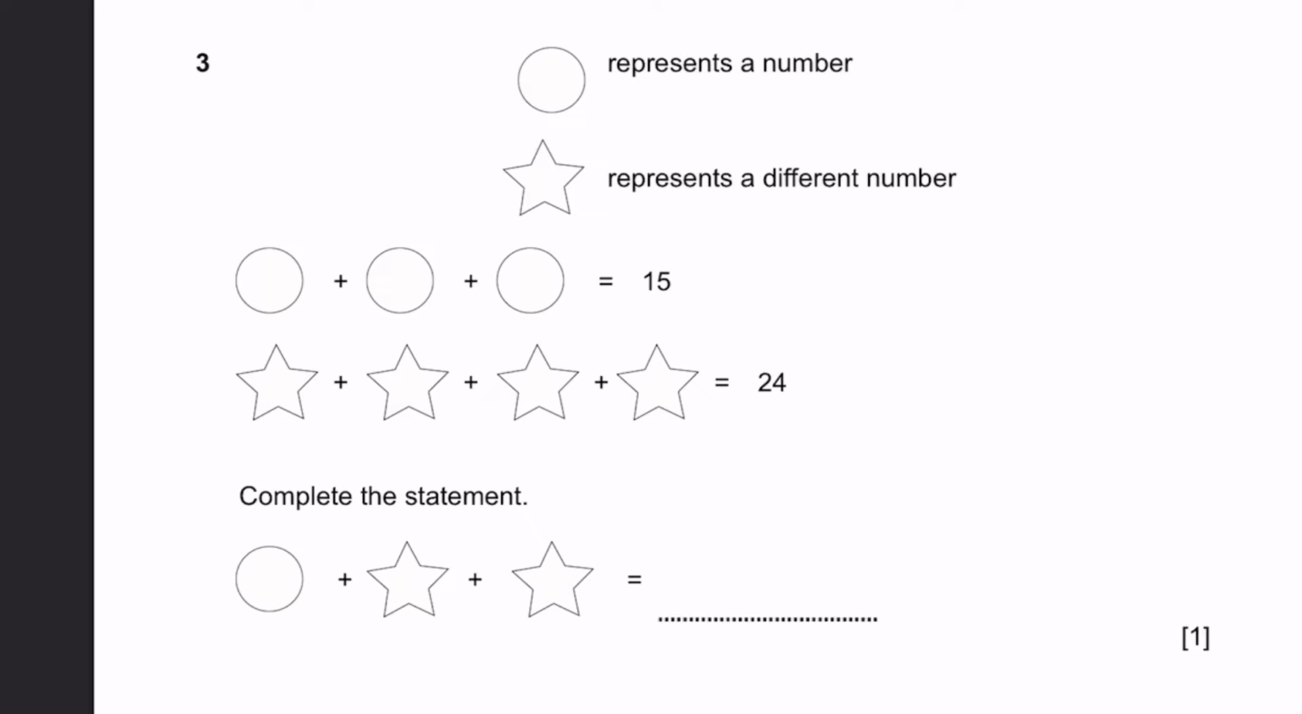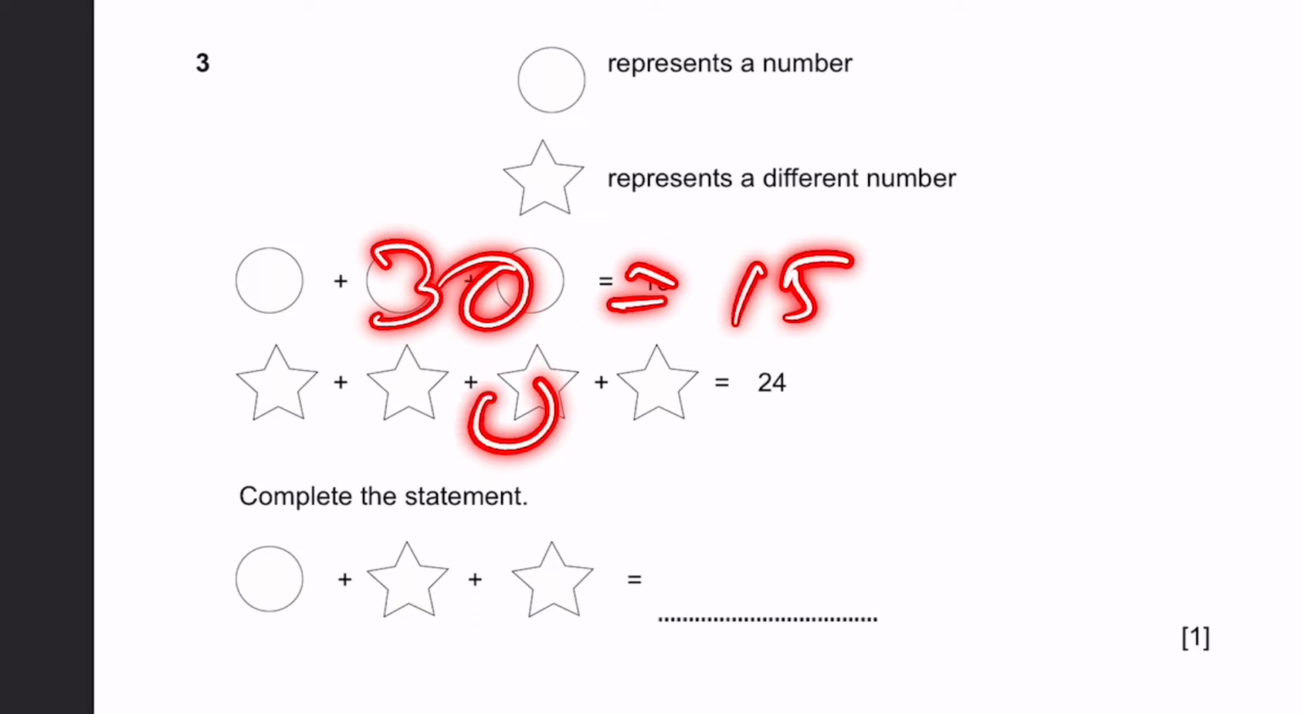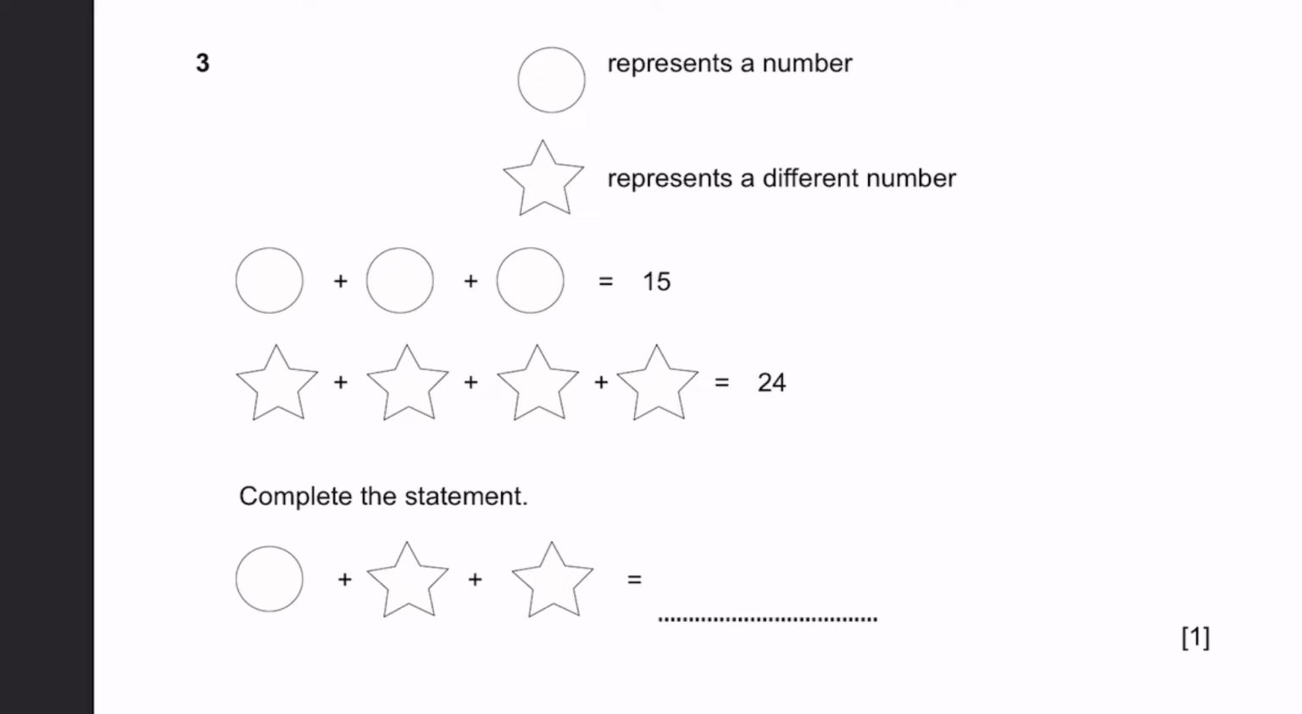Question 3. Circle represents a number and star represents a different number. Circle plus circle plus circle equals 15. Star plus star plus star plus star equals 24. Complete the statement. Circle plus star equals dash. So that means 3 circles is equal to 15. So 1 circle is 5 because 15 divided by 3.